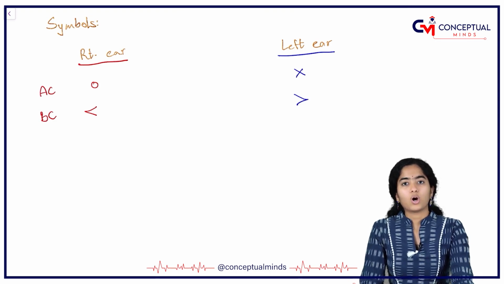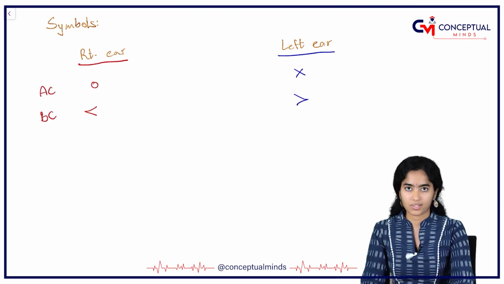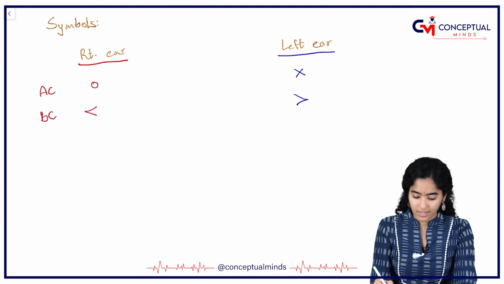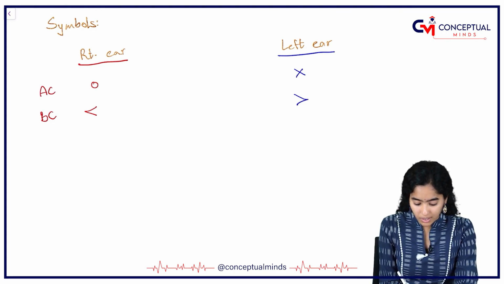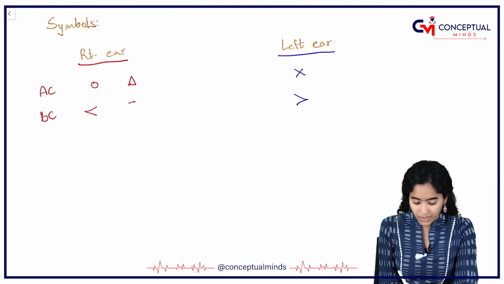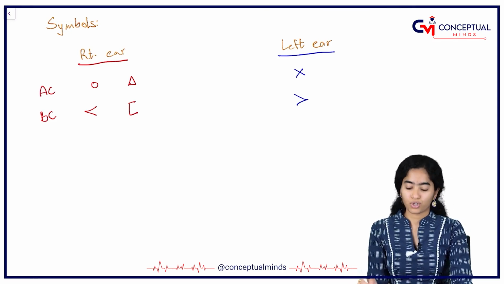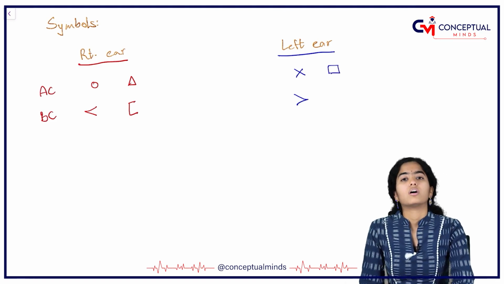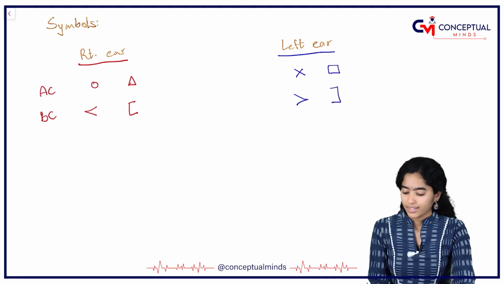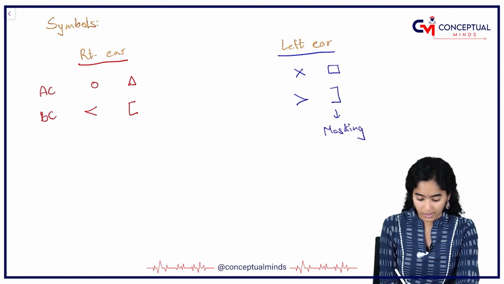Now, while performing audiometry, there is a procedure called masking. I will further explain why masking is done and how it is done. But if masking is done, then we use a separate set of symbols. For the right ear, instead of a circle, we use a triangle to indicate that masking has been done. And for bone conduction, we use this square type of open bracket. For the left ear, instead of a cross, we use a square, a box, and a square type of closed bracket. These symbols indicate masking has been done.